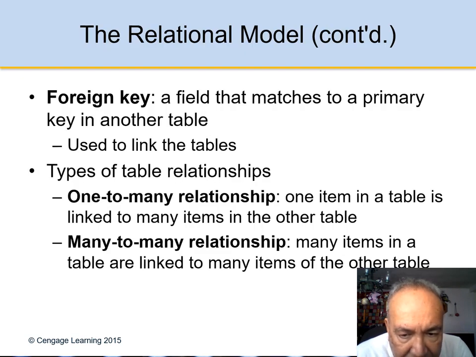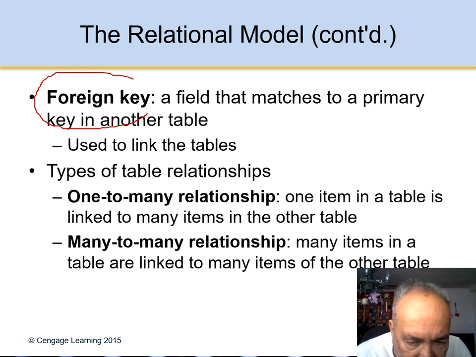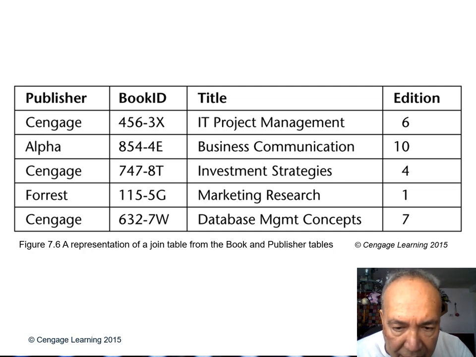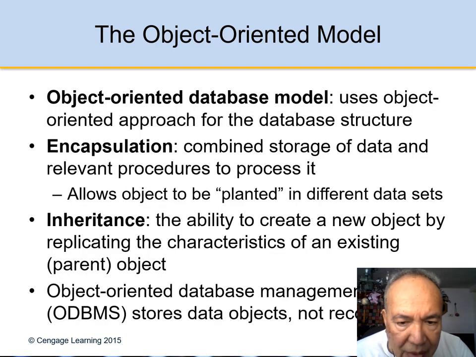Now the foreign key is a field that matches the primary key in another table. So the primary key of this table, if you use the same key in another table, will now be called a foreign key. We have many types of relationships on the tables: one to many and many to many relationships. One item in the table is linked to many items in other tables. Like my name, it can join other tables. If somebody wants to get my first name, Ted, they create their own table, so they'll have information about my first name. Here is an example of publishers of books. So that's the relational database.